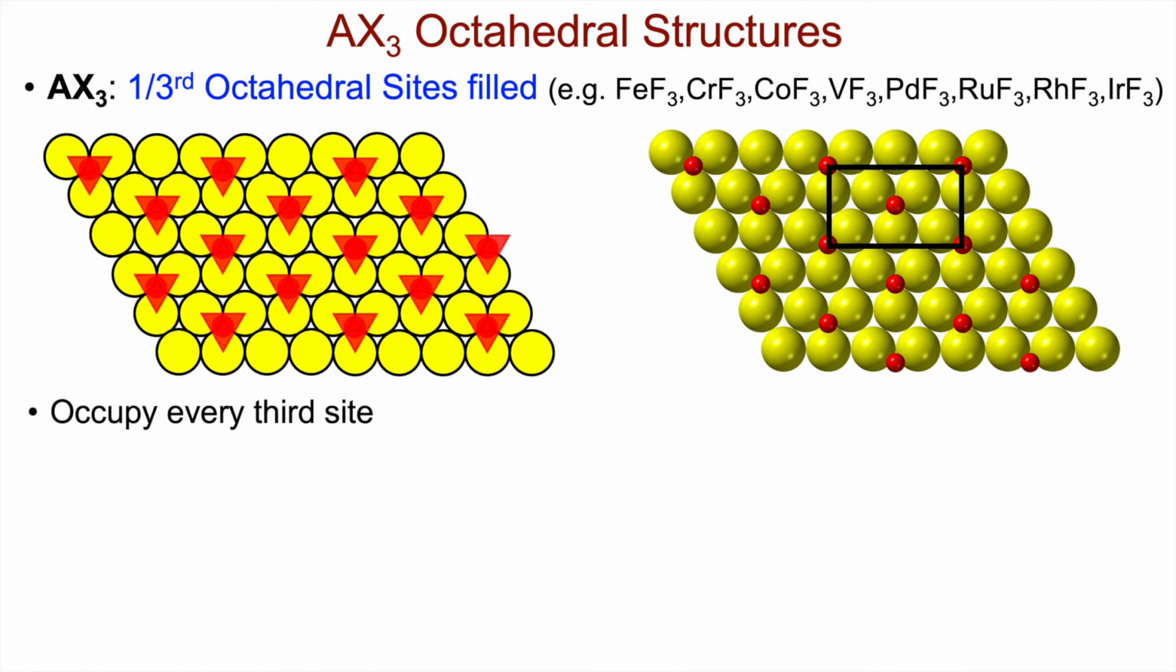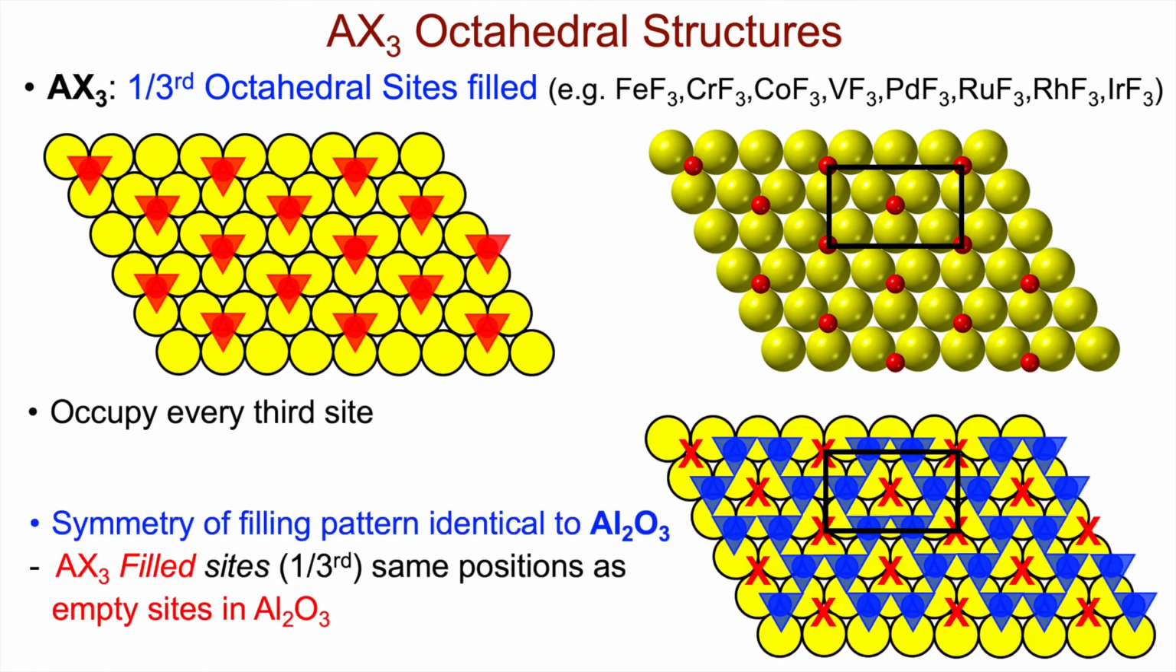Another interesting thing about this layer arrangement is actually the symmetry of the filling pattern is identical to that we had seen in Al₂O₃, the corundum structure. Though in this case, in AX₃, 1/3 of the sites are filled, and they're in the same positions as that 1/3 empty sites in Al₂O₃ shown at the bottom. So this is the structure of corundum, and I'm just highlighting the sites that are empty, and we see this symmetry is identical to the filled sites in the AX₃ structure.